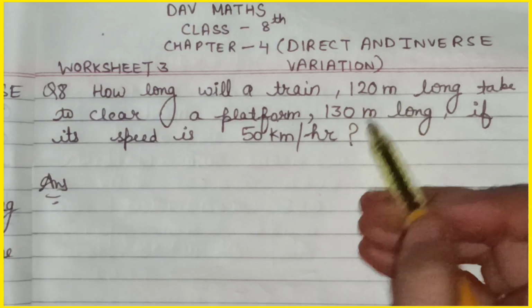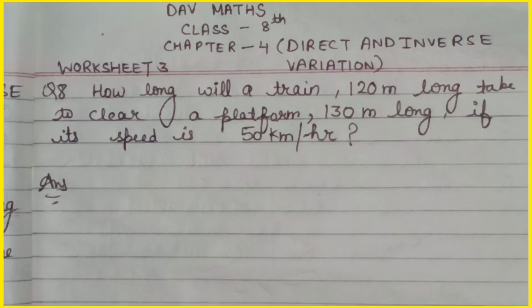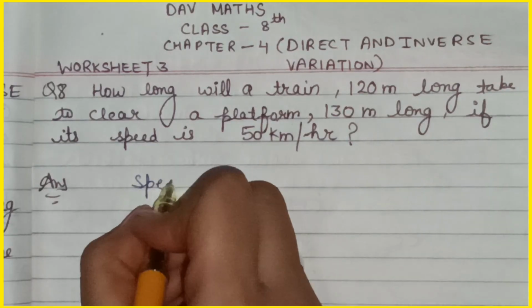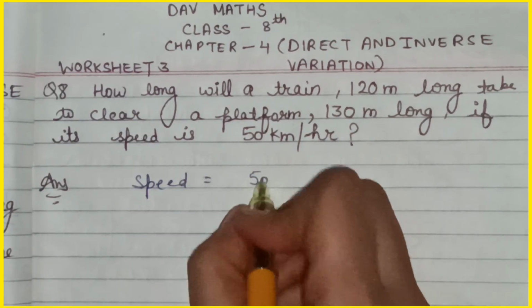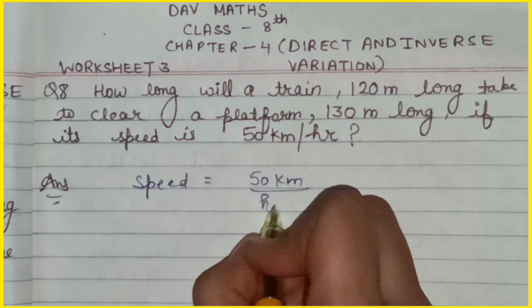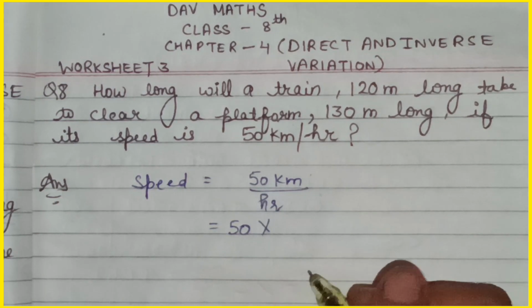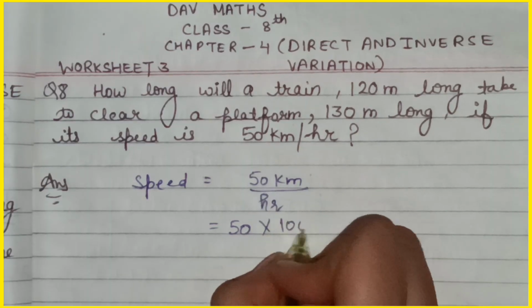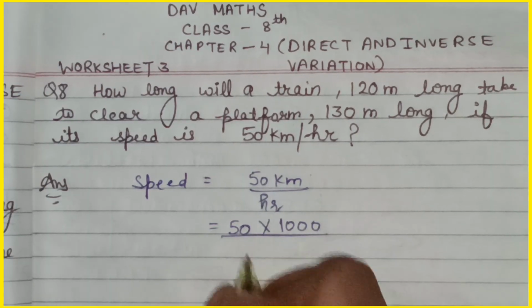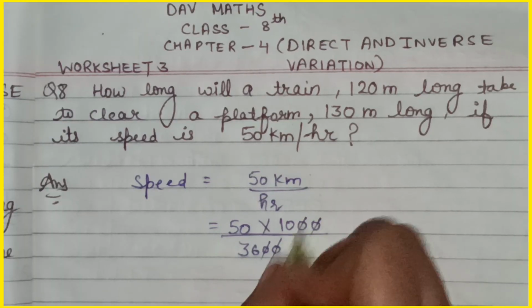Here all are given in meters, so we have to convert this kilometer per hour into meter per second. So I write here: speed of train, which is equal to 50 kilometer per hour, and we know that 50 multiplied by 1 kilometer is equal to 1000 meter, so 50 multiplied by 1000, and in 1 hour there are 3600 seconds. So the double zero cancels this double zero.